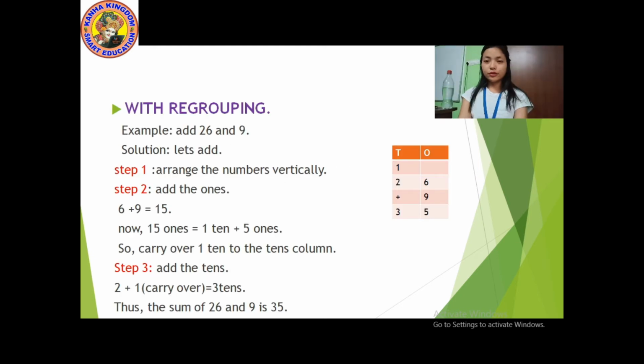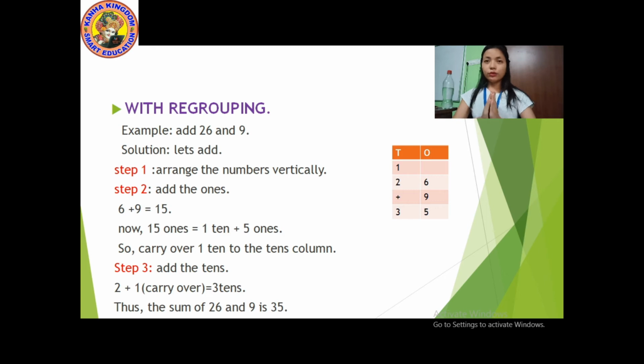Now we are going to learn about addition of a two-digit number with a one-digit number with regrouping. Earlier we learned addition of a two-digit number with a one-digit number without regrouping. Now we are going to learn addition of a two-digit number with a one-digit number with regrouping. Okay student, now be ready for this.